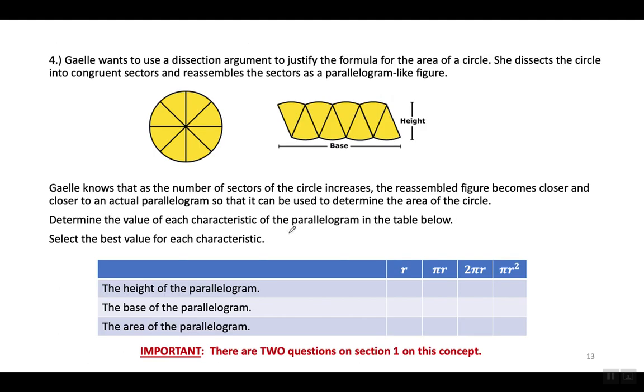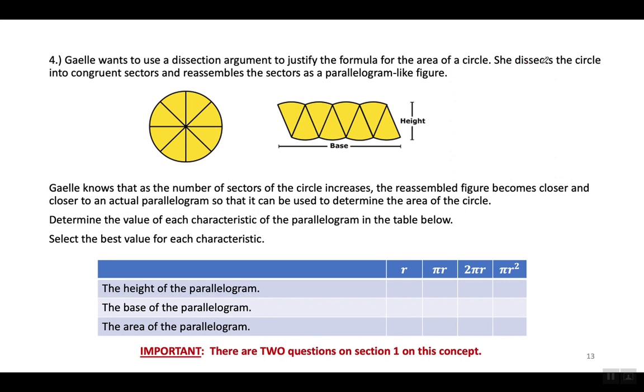Gael wants to use a dissection argument to justify the formula for the area of a circle. She dissects the circle into congruent sectors and reassembles the sectors as a parallelogram-like figure. Gael knows that as the number of sectors of the circle increases, the reassembled figure becomes closer and closer to an actual parallelogram so that it can be used to determine the area of the circle. Determine the value of each characteristic of the parallelogram in the table below. Select the best value for each characteristic.